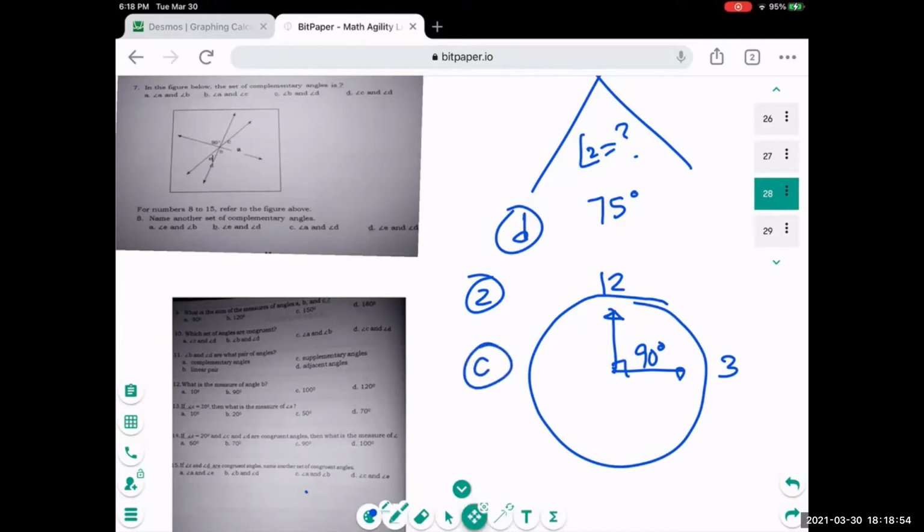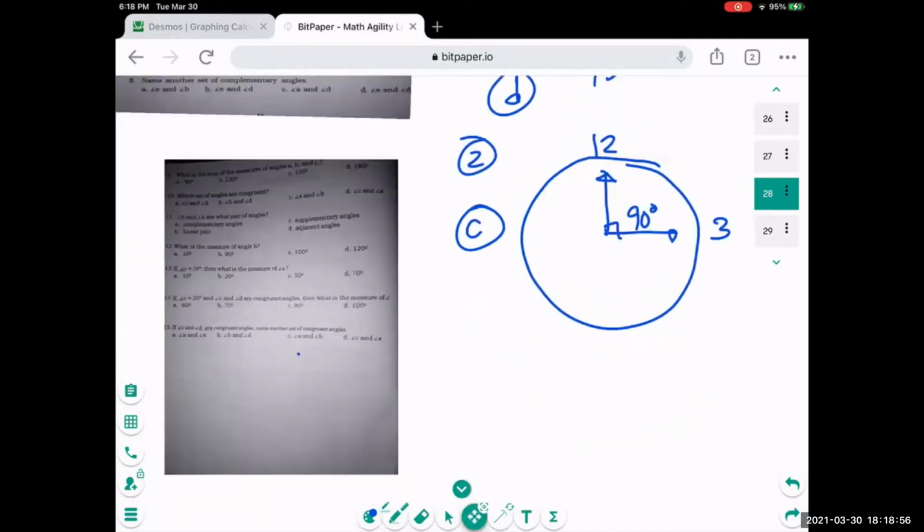Okay, let's move to question number 3. So ano yung question number 3? Question number 3 says, which of the following is a congruent angle?